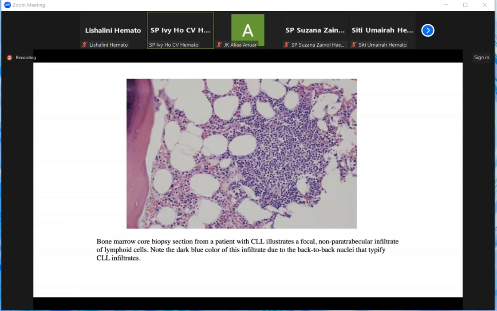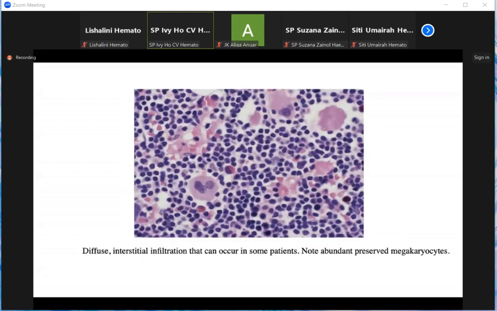Okay, and these cells tend to be small, right? Okay, higher power. You see, the nucleus is slightly irregular, okay? And there are abundant preserved megakaryocytes within this infiltrate.